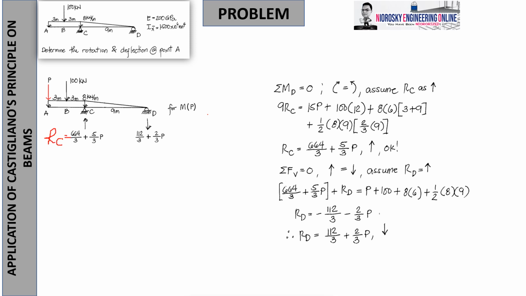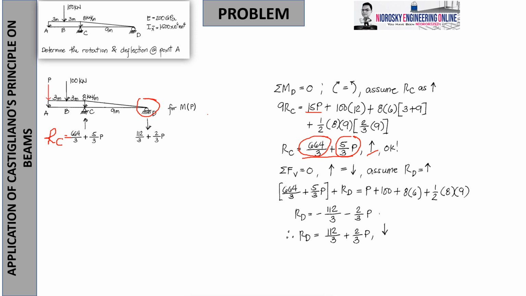Okay. So therefore, just take a moment at D. Then notice that P is a part of the system. And it looks like when you try to calculate this, you will get positive 664 over 3 plus 5/3 over P. Meaning if these two terms are positive, then your assumption is correct. Okay? So it is said to be okay.